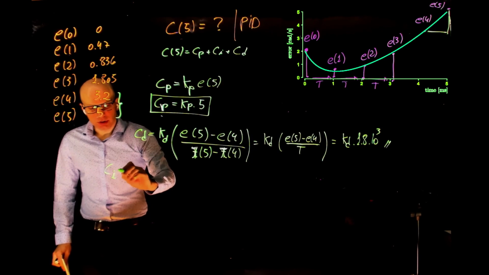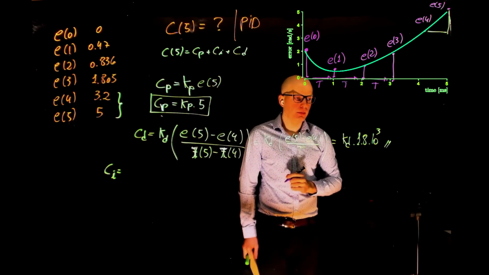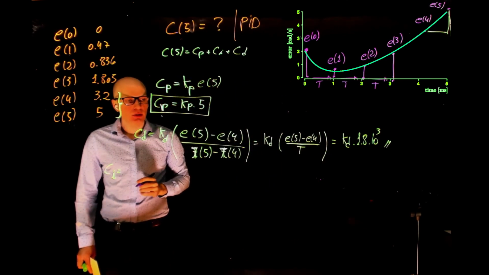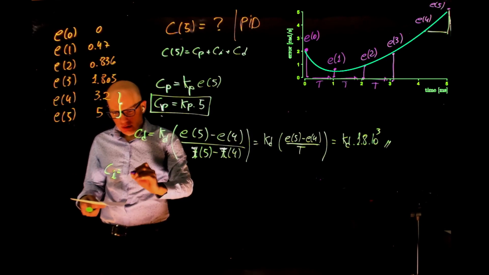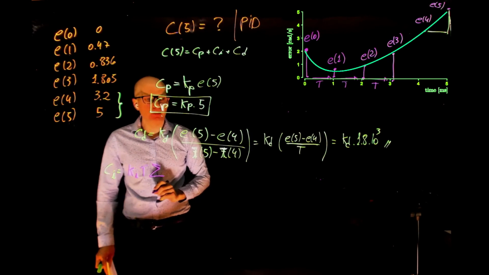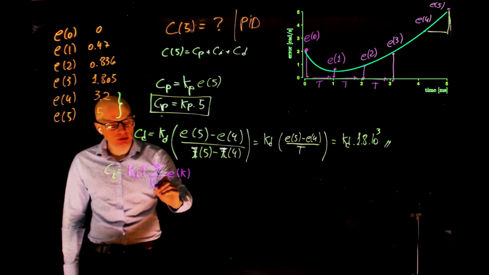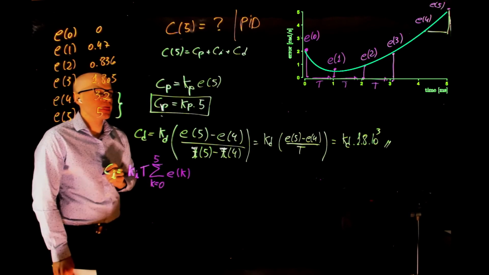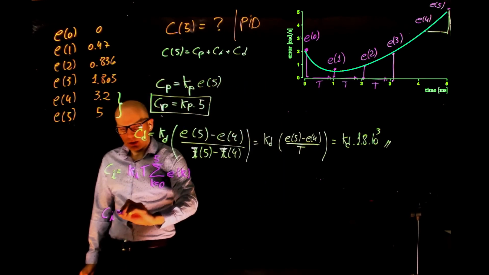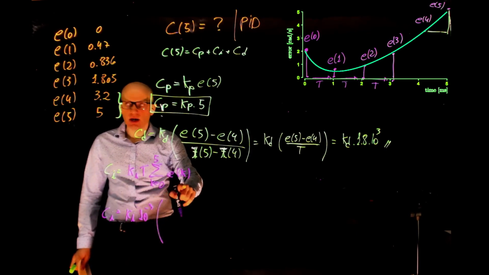What is the integral component? Is it just the sum of all the areas, the rectangles? Yeah. So that would be Ki times t times the sum of the error at k, when k goes from 0 to 5. Right? So all these areas under the curve. So Ci would be Ki times t, which is 10 to the power of -3, times the sum of all these numbers.